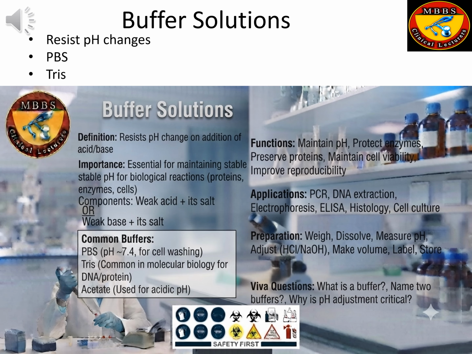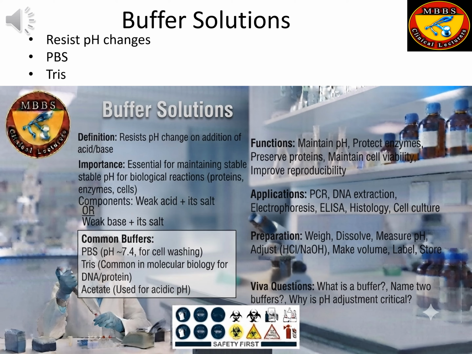Preparation of buffer. 1. Weigh chemicals accurately. 2. Dissolve in distilled water. 3. Measure pH using a calibrated pH meter. 4. Adjust pH using HCl or NaOH. 5. Make up the final volume. 6. Label and store.